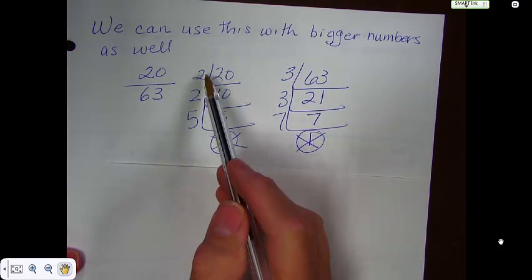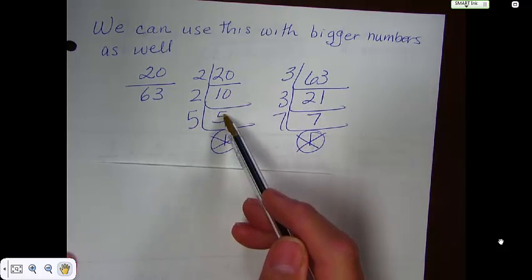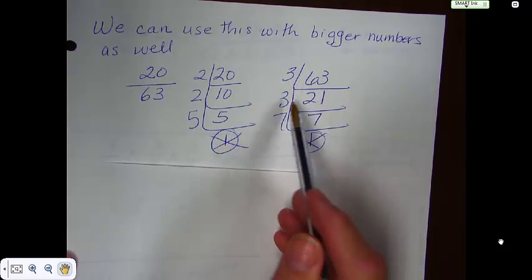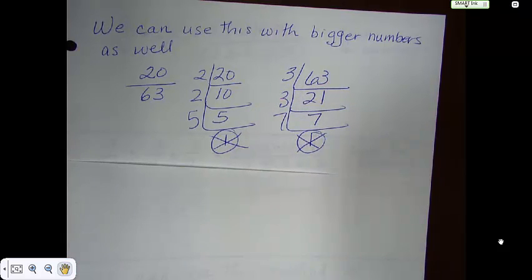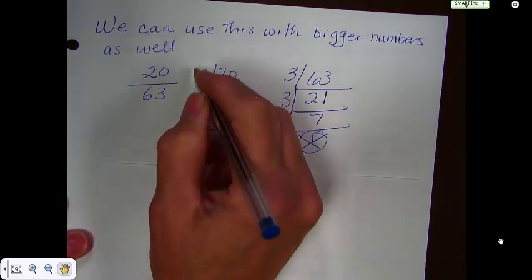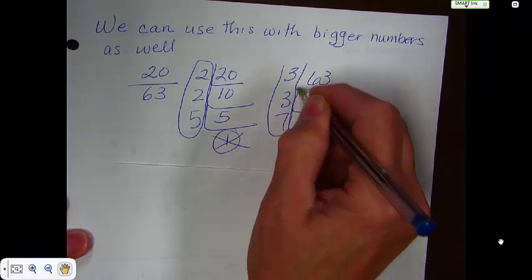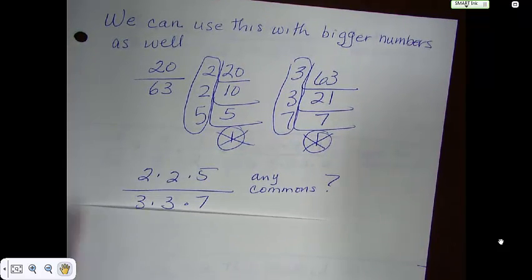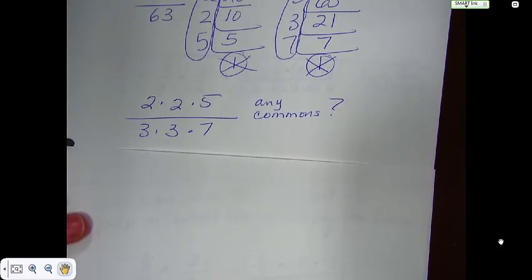You have 2 into 20, 10 times. 2 into 10, 5 and 5, 1. 3 goes into 63, that's kind of an obvious one. 21 times, 3 goes into 21 7 times. There's your prime factorization. Remember, you always have your prime factorization. It goes down the side like this. So it's 3 times 3 times 7, and 2 times 2 times 5. Okay, we have 2 times 2 times 5 on the top, 3 times 3 times 7 on the bottom.